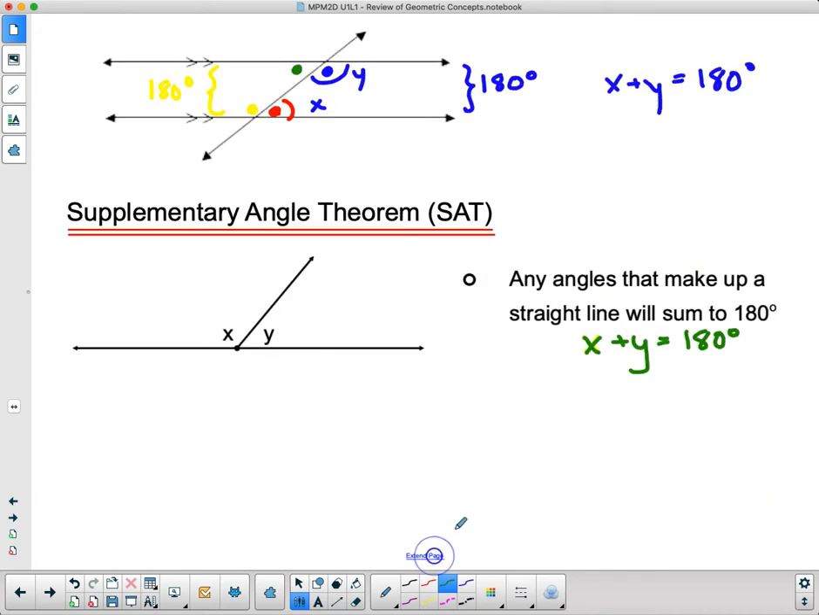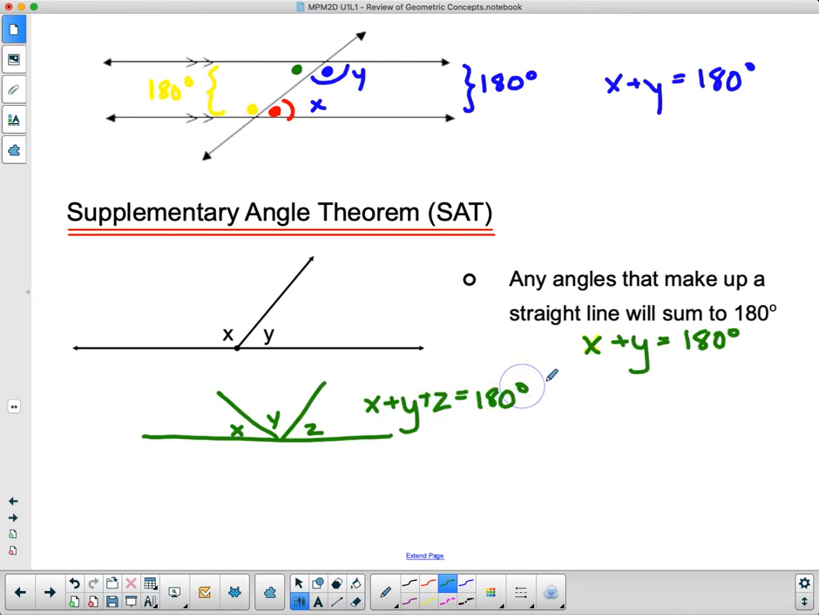Now this actually will also be the case if we have more than one. So say I have a straight line and I have three things branching off of it, and we're going to call that x, y, and z. Well, in this case, x plus y plus z will also equal 180 degrees. Okay, so that's our review of geometry.